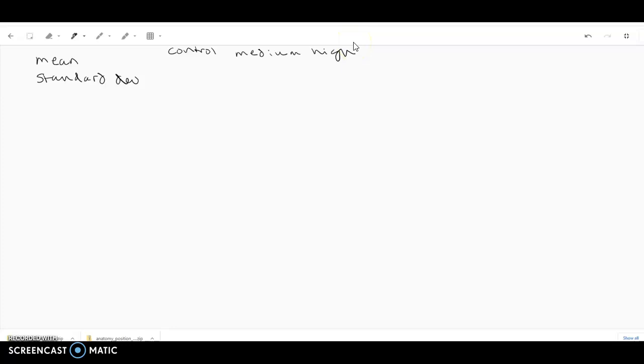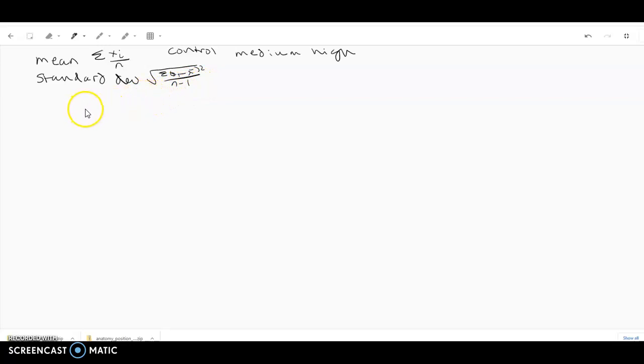For the mean, I gave you the formula for the sum of the x sub i divided by n. And for the standard deviation, I gave you the square root of the sum of the x sub i minus x bar squared over n minus 1. So let me show you how to calculate that.